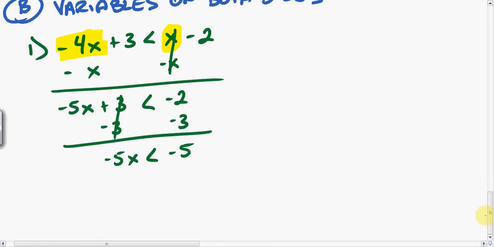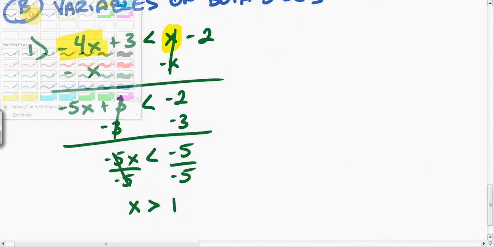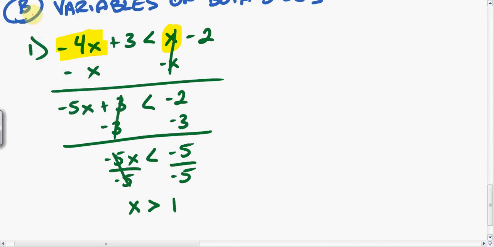The last thing I need to do is detach the negative 5 from x. It's connected through multiplication, so I'm going to divide both sides by negative 5. And I have x is greater than 1. So what just happened there? What happened is I divided by a negative. When you solve an inequality, it's pretty much like solving an equation, but the big difference is whenever you divide or multiply by a negative, you must flip your inequality symbol.